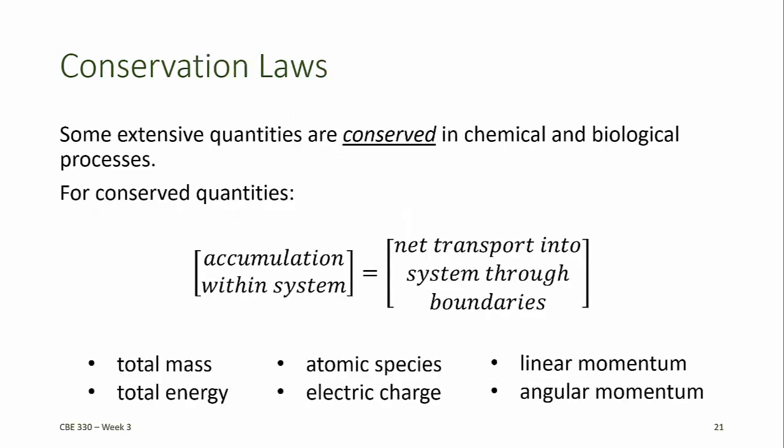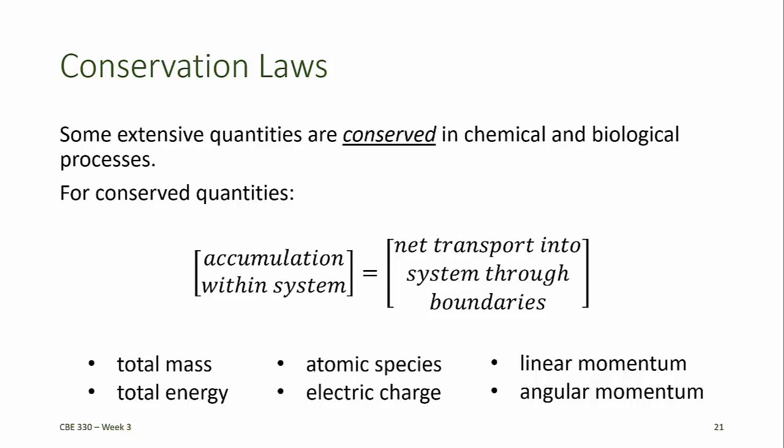Sometimes balance equations are written for extensive quantities that are conserved by chemical and biological processes. For conserved quantities, there is no net generation or consumption, because conserved quantities are neither generated nor consumed by chemical and biological processes. Conserved quantities include things like total mass, total energy, atomic species, electric charge, linear momentum, and angular momentum. These are very important types of quantities.